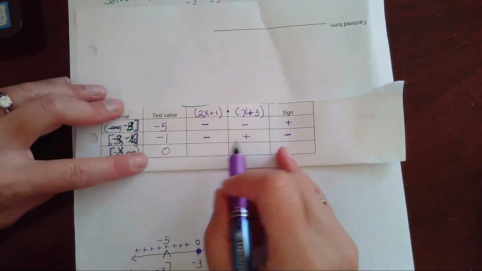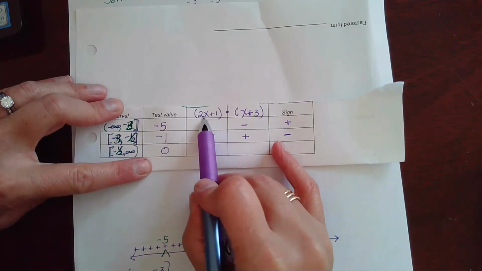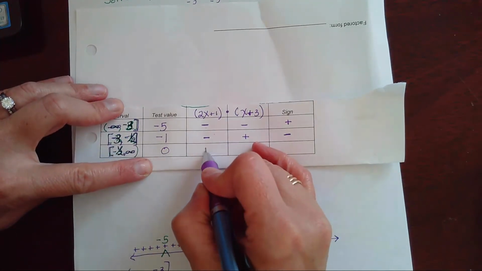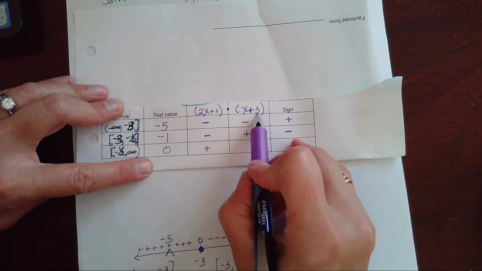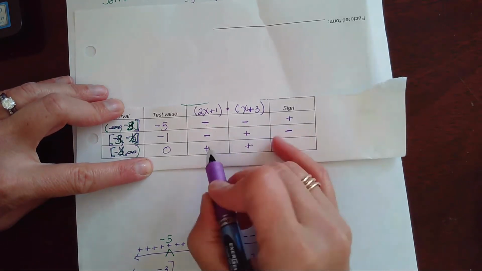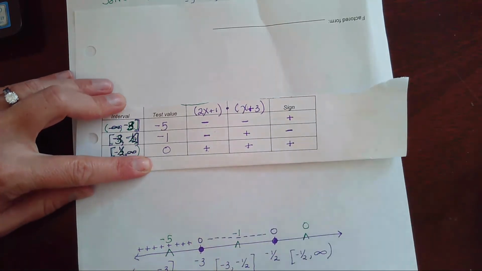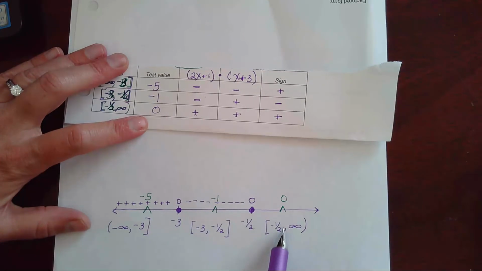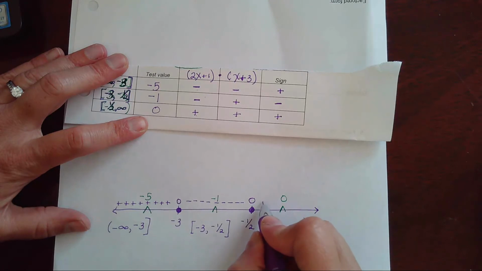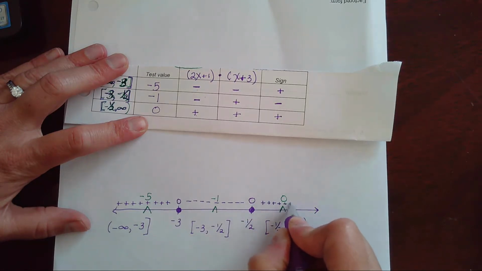And now let's put 0 in for our test value. So if we put 0 in here, it's 0 plus 1, which is positive. If we put 0 in here, that's 0 plus 3, which is positive. And a positive times a positive is a positive. So it doesn't matter what test value. You could have picked 0, 1, 2, 3, 4, 5, 6, 100. No matter what you put in there, you're going to get a positive y value out.